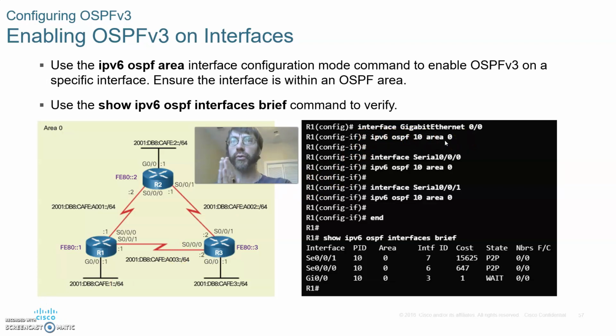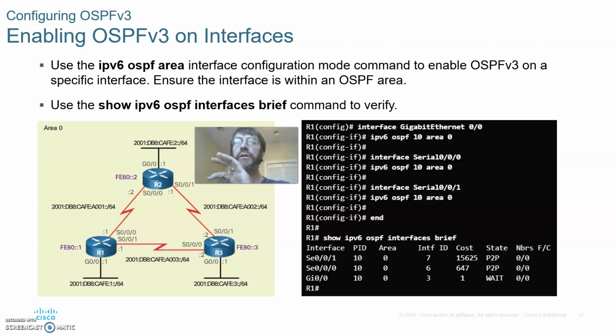This is why it's so important to know on paper what your implementation should look like before you start this, so you don't accidentally put one of these things in the wrong area. So gig 0/0 area 0, 0/0/0 area 0, 0/0/1 area 0, and you can double check your work with a show command.